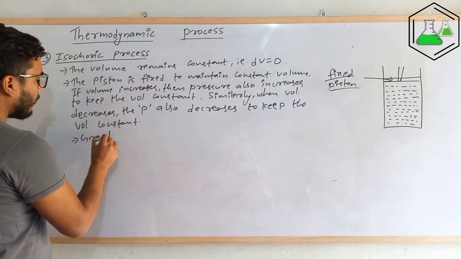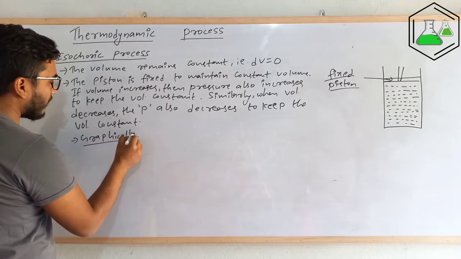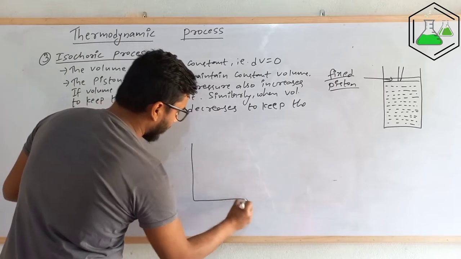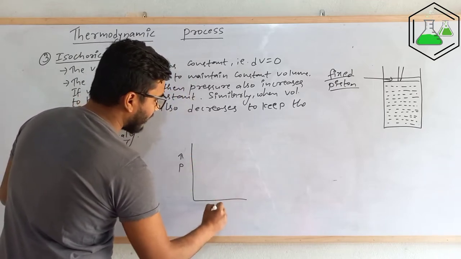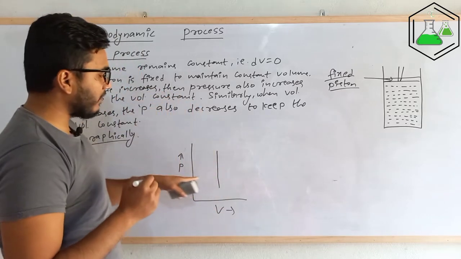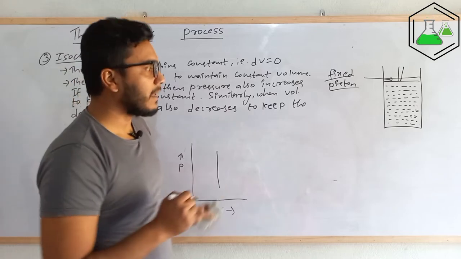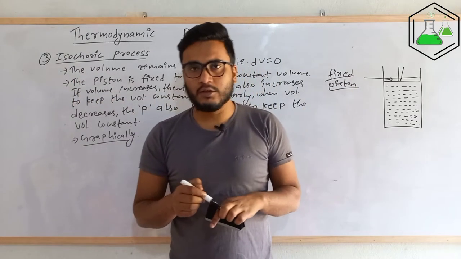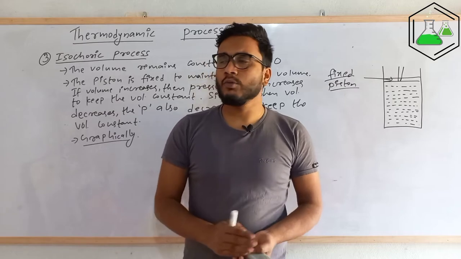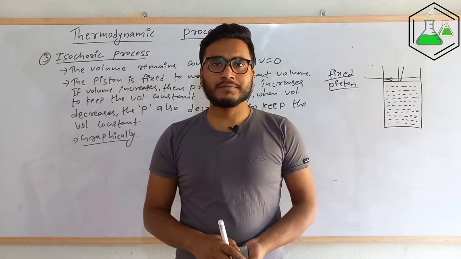Graphically, this process can be represented like this. That is, in this process, we get this type of graph. When we plot P and V, PV graph, then we get a graph like this. Even if the pressure increases or decreases, the volume will always remain the same. Okay, that's why a fixed piston is used over there. I hope you understood what isochoric process actually is. Now let's see the adiabatic process.